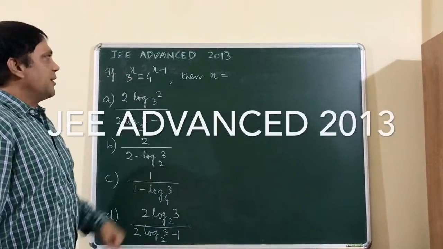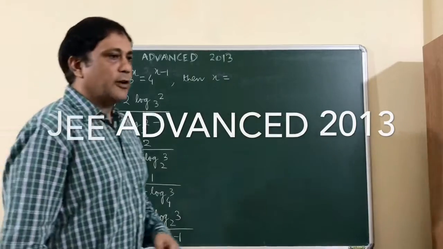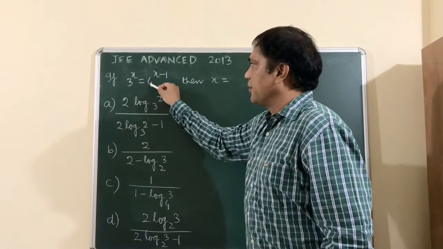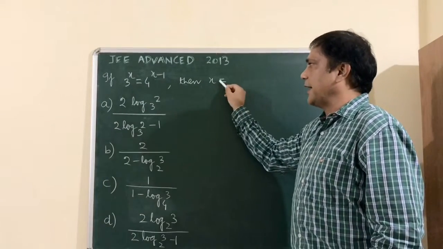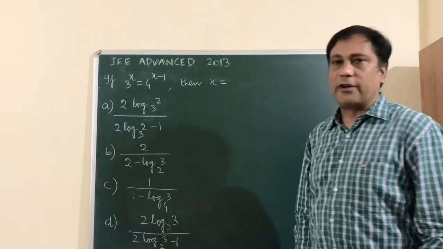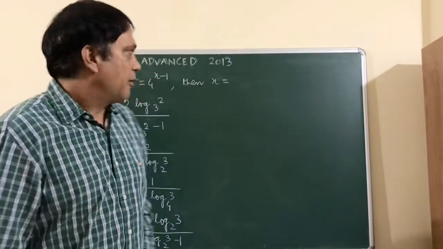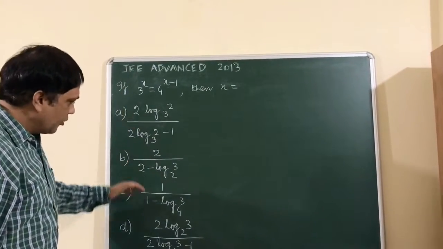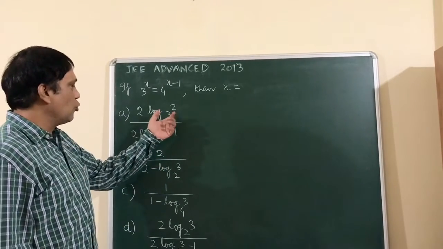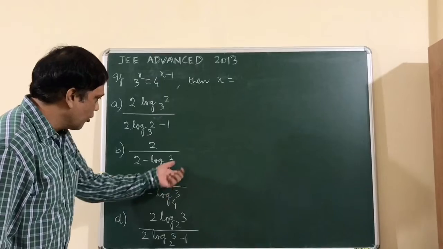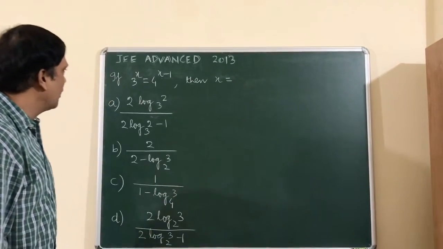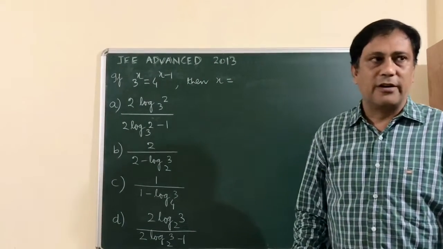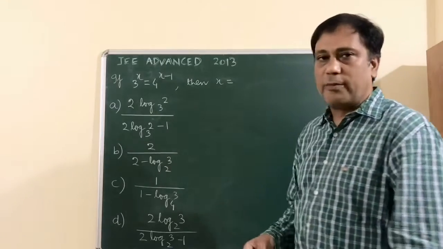This is a problem asked in JEE Advanced 2013 and it was one or more than one option may be correct. It was given that 3 raised to the power x is equal to 4 raised to the power x minus 1, then find x's value, and 4 options were given. So first we will find what value of x we can get. In each of the options you can see we have either the log of 2 base 3, or the log of 3 base 2, or the log of 3 base 4. So it is advisable to go with log of 3 base 2 because anytime we can convert it to base 4.